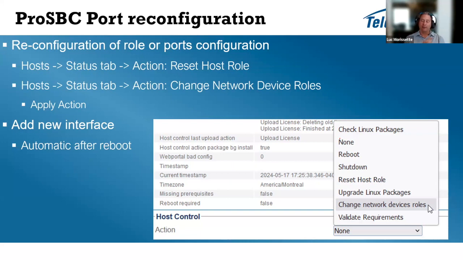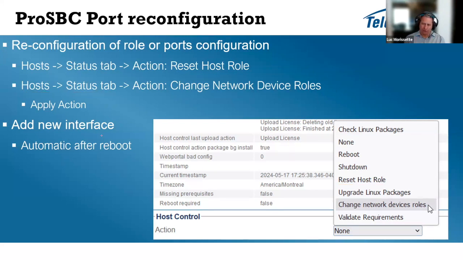If ever you have made a mistake in those ports, it's possible to change it. Once you've gotten into a regular system, you can go in the host section, click on the status tab and select change network device roles here. It will bring you back to that page that we just saw, and then you can choose or modify the configuration. The other thing you can do is reset host role. You see here, reset host role. This, if you made a mistake, for example if you're changing from standalone to primary or primary to secondary or something like that, you can do this as well. It's going to let you choose that.